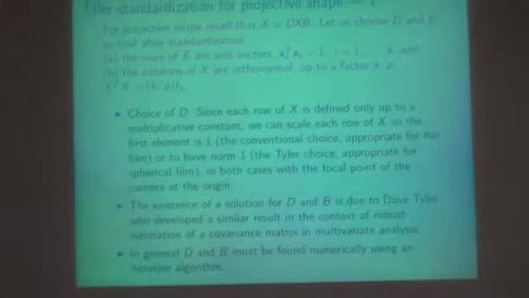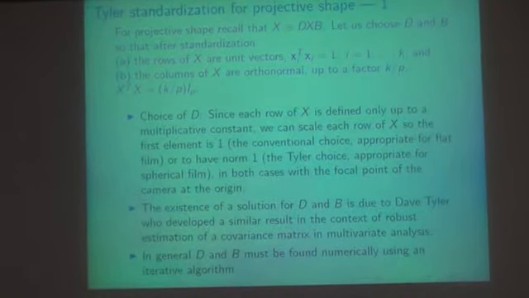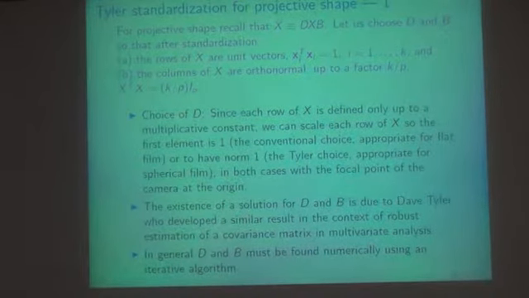And then if we want to do statistics, or in the language of similarity shape, if I want to do Procrustes analysis on shapes, what I'd like to do is choose a preferred element of this equivalence class to facilitate metric comparisons. So, what am I doing here? I'm recalling first of all the previous slide, X is equivalent to DXB, and I'm going to choose the diagonal matrix D and the non-singular matrix B so that 2 properties hold.